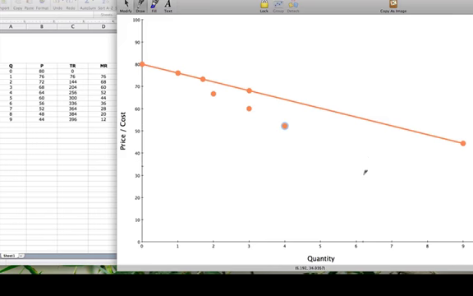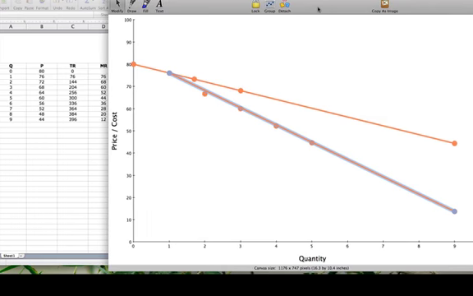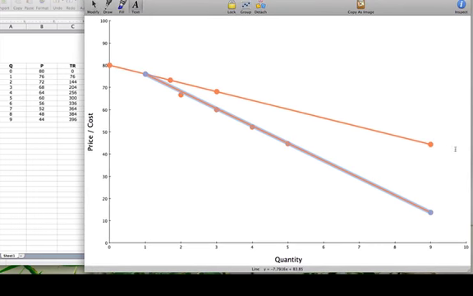When we have a quantity of 5, the marginal revenue is 44. At a quantity of 9, the marginal revenue is 12. And so we connect these dots to get our marginal revenue curve. So I'll just label these curves right here. Here's our demand curve. Here's our marginal revenue curve.